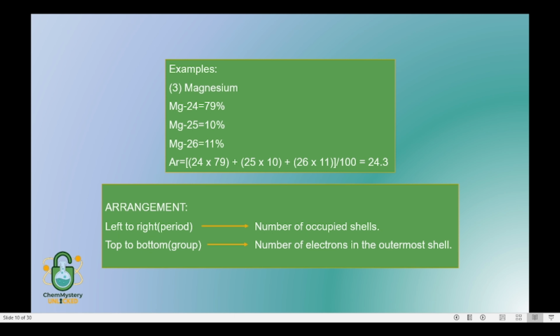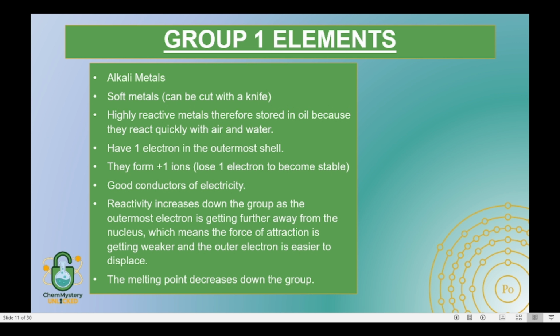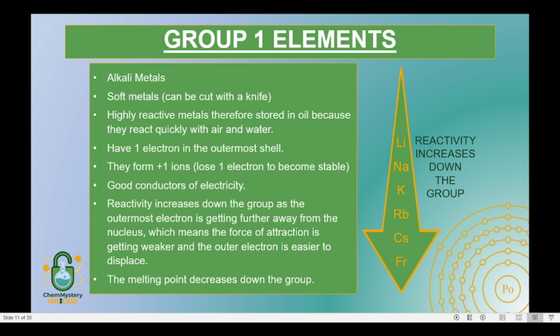Now let's move ahead onto the group 1 elements. Group 1 elements are also called alkali metals. These are the alkali metals. Group 1 metals are soft. They can be cut with a knife, which is unusual for metals.